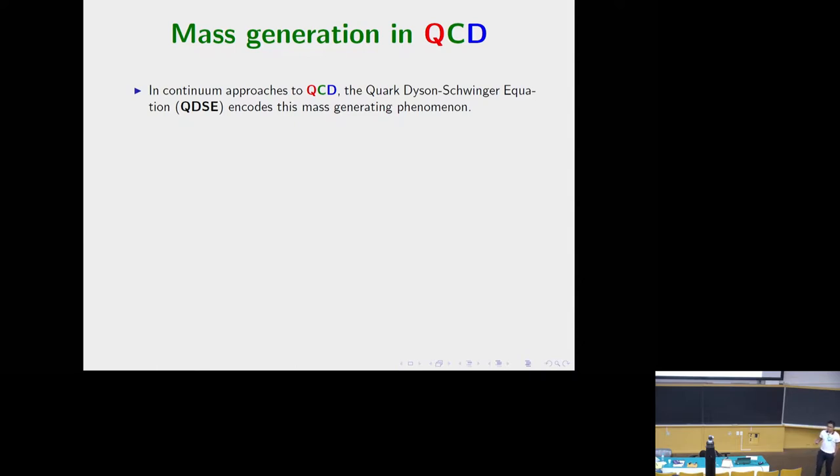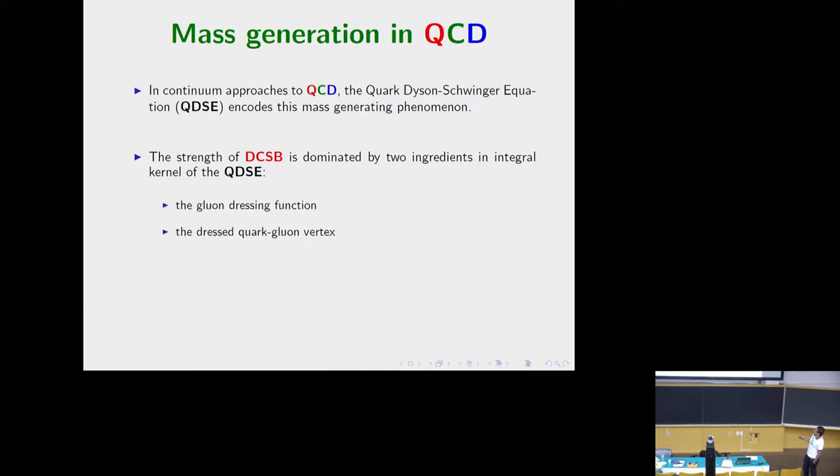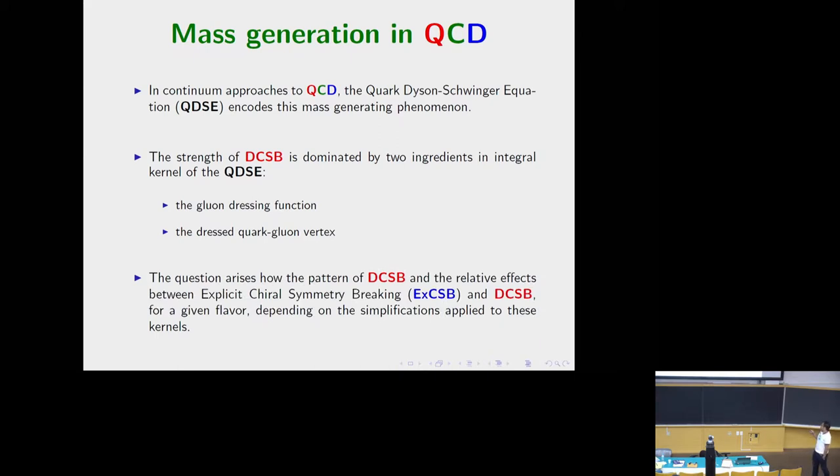The phenomenon of mass generation is encoded in the quark Dyson-Schwinger equation, which is a continuum approach to QCD. And the strength of this phenomenon is dominated by two ingredients in the integral kernel of the quark Dyson-Schwinger equation. These ingredients are the gluon dressing function and the dressed quark-gluon vertex. With this in mind, here we did the following exercise. We investigate the pairing of dynamical chiral symmetry breaking and the relative effects between explicit chiral symmetry breaking and dynamical chiral symmetry breaking for a given flavor, depending on the simplification applied to this kernel.